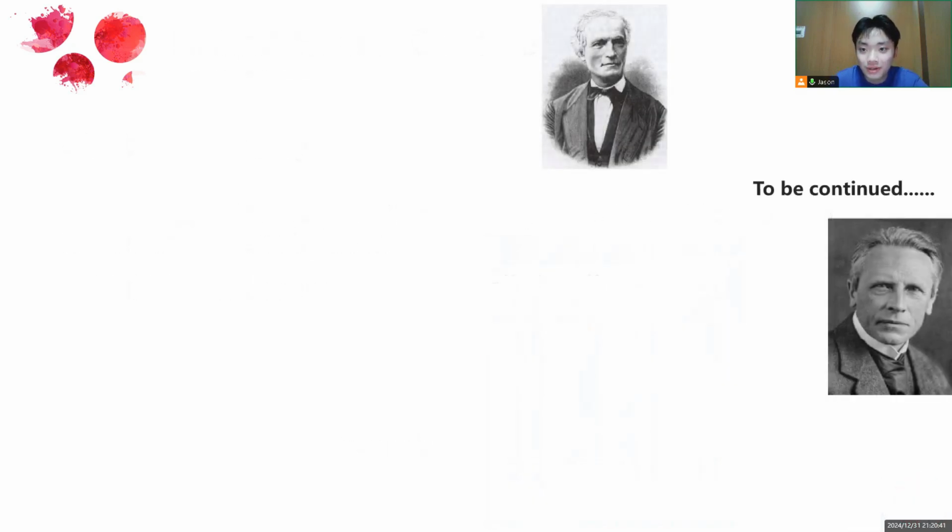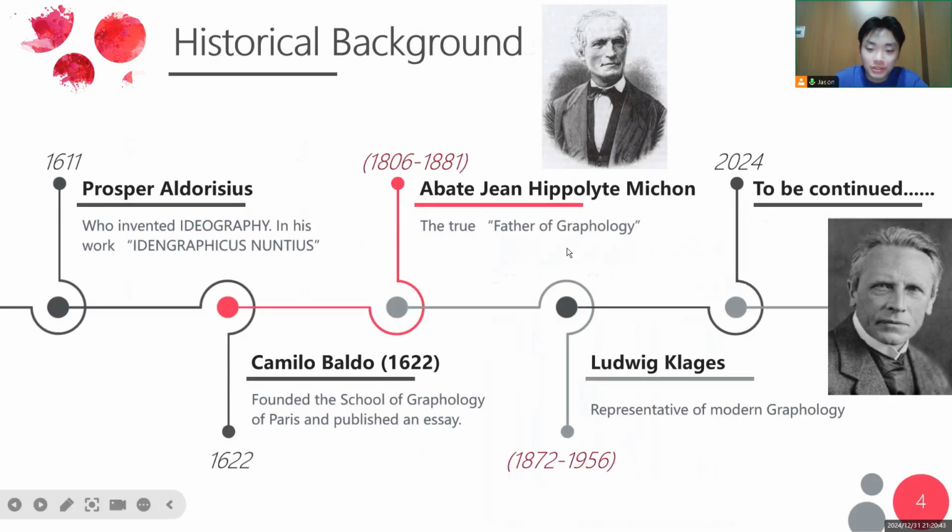And now we get into the history. We just have a glance maybe. It starts from the 17th century, from 1611. This guy invented the ideology in his work, and then in 1622, Camillo Baldi founded the School of Graphology in Paris and published an essay. Okay, and these two guys contributed the most to graphology.